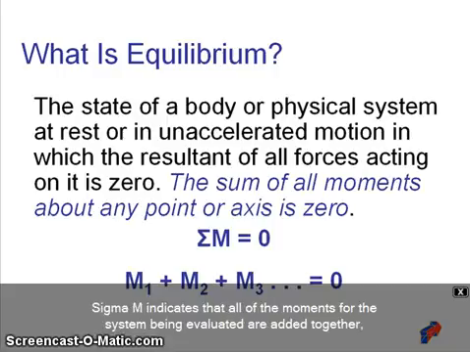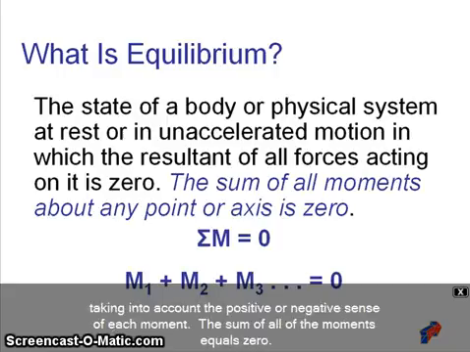Sigma M indicates that all of the moments for the system being evaluated are added together, taking into account the positive or negative sense of each moment. The sum of all the moments equals 0.